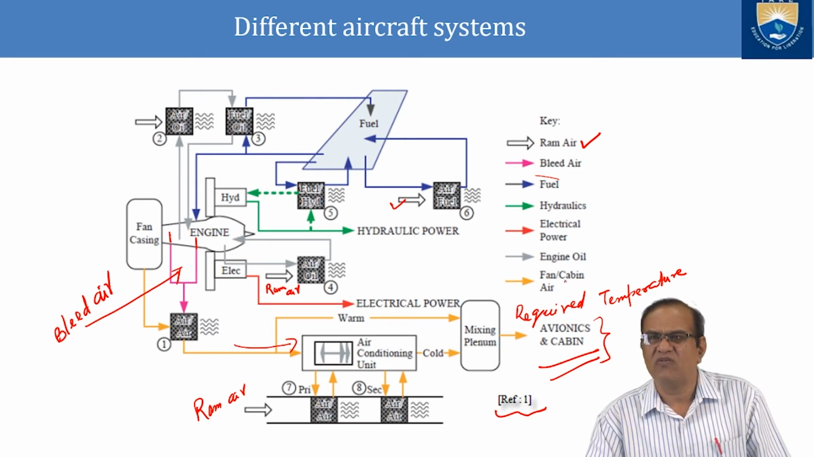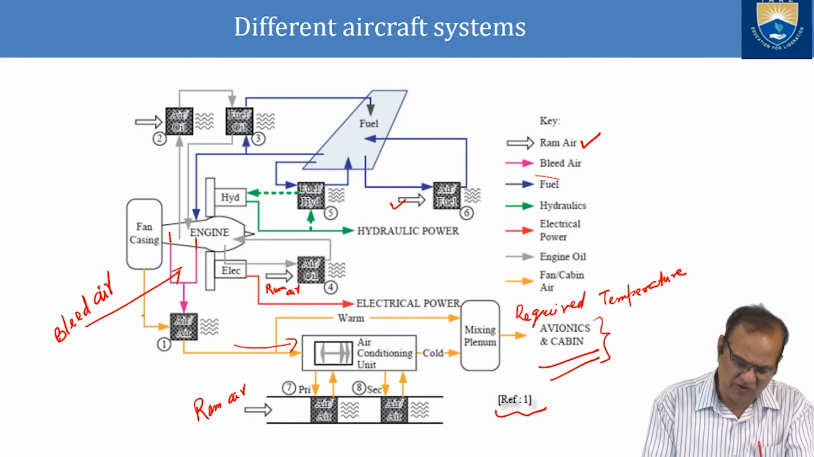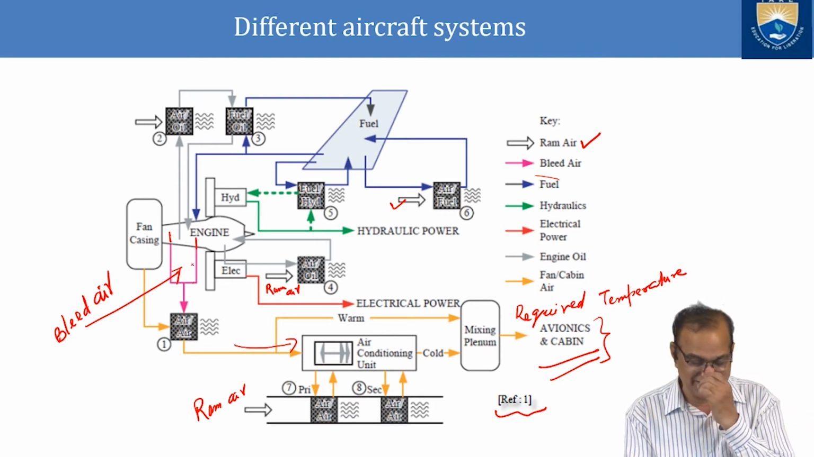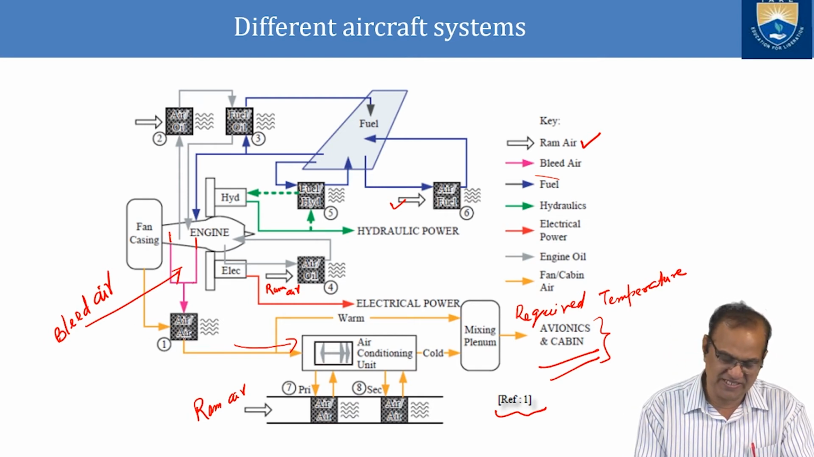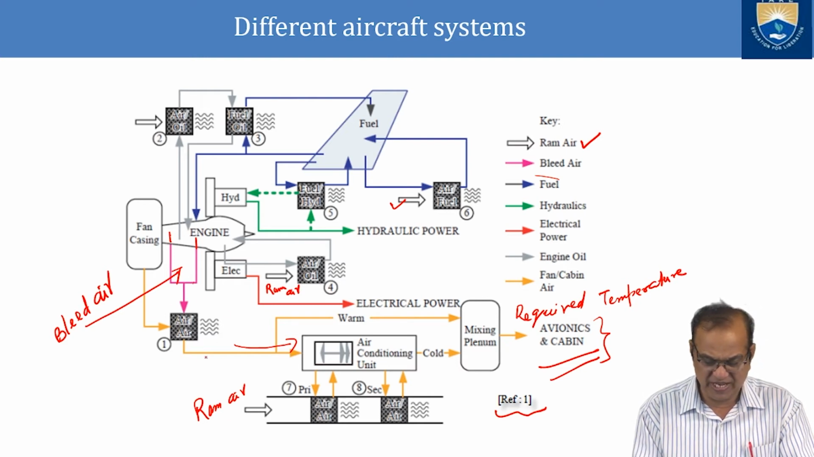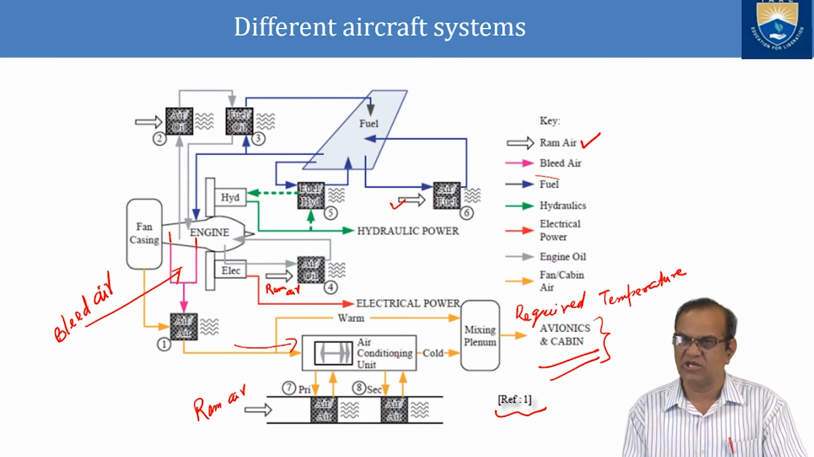Now next is the fan and the cabin air. If you see here, from here the fan casing is coming. From here the bleed air is taken. This air and this air is again cooled in ram air. From here a cooled, high pressure air is entering the air conditioning unit.